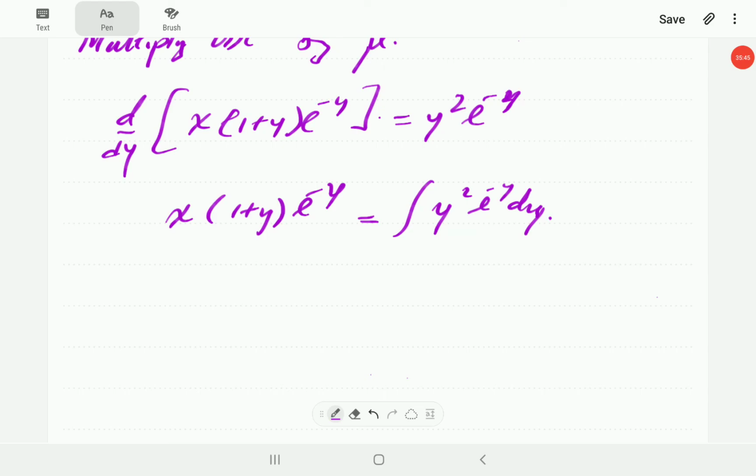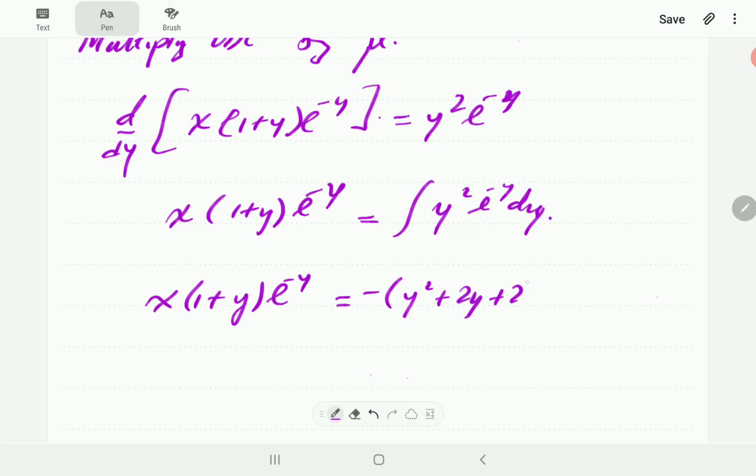All right, so integrating this right hand side gives us negative y squared plus 2y plus 2, and that is going to be done using tabular integration or integration by parts twice.